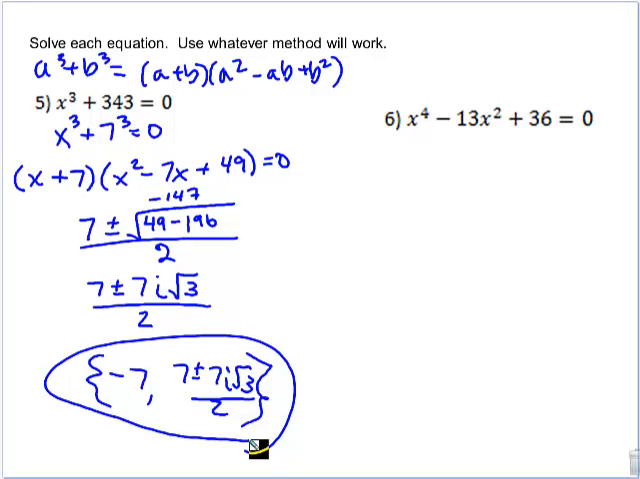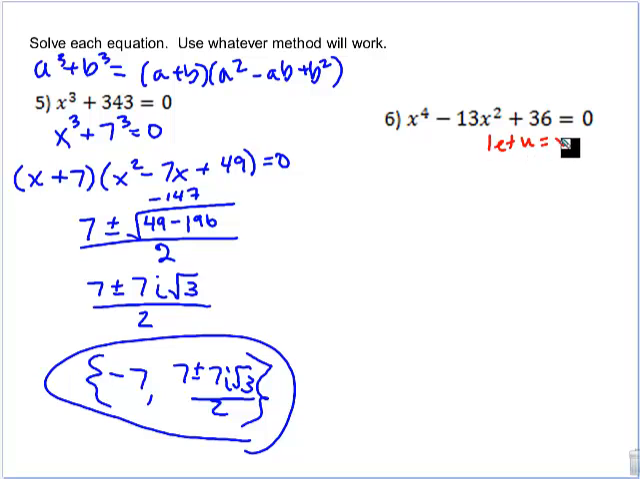All right, so let's look at the next one then. x to the fourth minus 13x squared plus 36 is equal to 0. So how could we solve this one? If we can write it as a quadratic, we can solve it by factoring or quadratic formula. So how could we write this one as a quadratic?